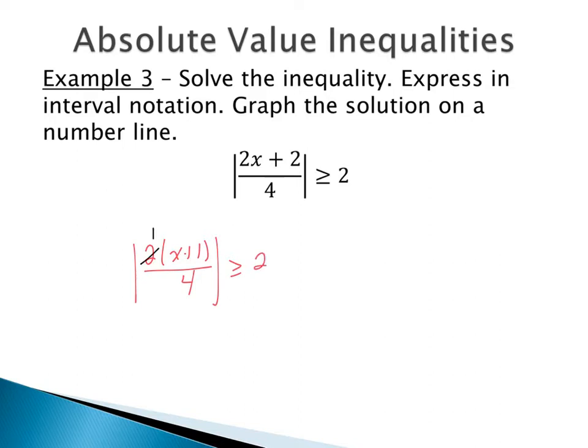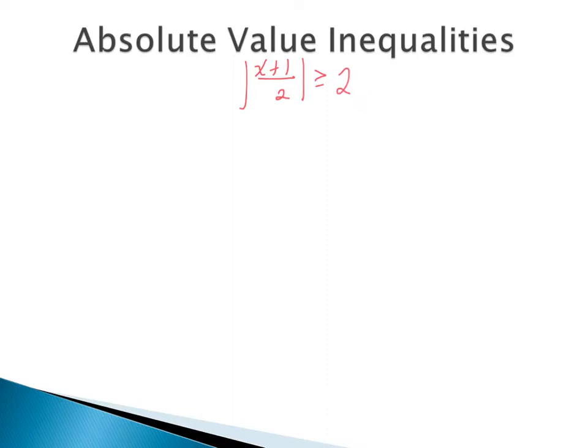And then I can reduce the 2 and the 4, so that way we're left with an absolute value of x plus 1 all over 2 is greater than or equal to 2. Our next step would be to isolate the absolute value. In this case, the absolute value is by itself, so we can move on to our third step. So we're left with the absolute value of x plus 1 over 2 is greater than or equal to 2.